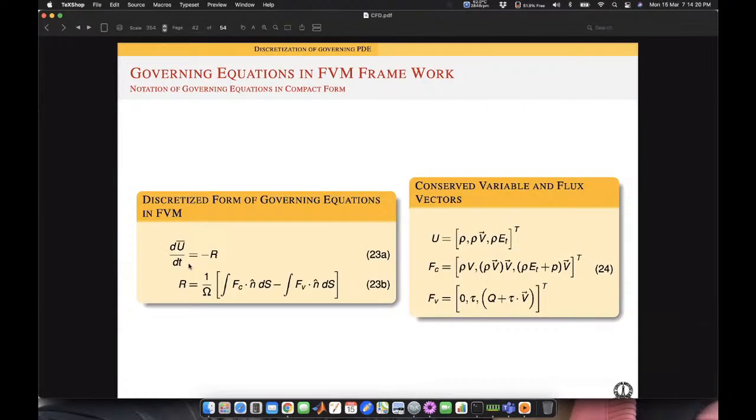You can separate the quantities which are varying in time from the quantities which are varying in fluxes. So dou u by dou t, this quantity only varies in time. It doesn't vary in space. And R, which is called the residue, which is nothing but the summation of the fluxes from all the surfaces, varies only in space. So you don't need time there. You can strategically divide these two things and use separate methodologies to discretize spatial quantities and time quantities. That's what we are going to do here.